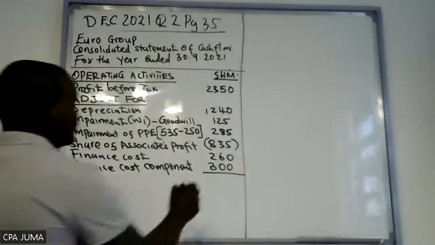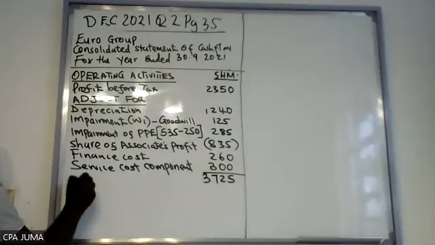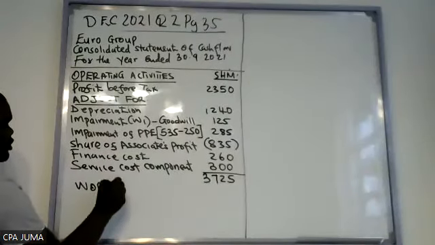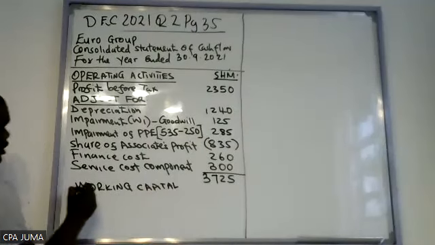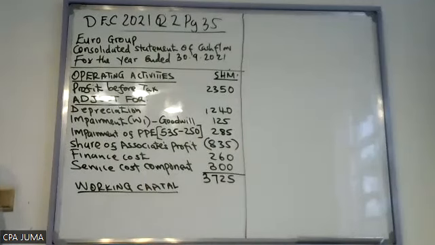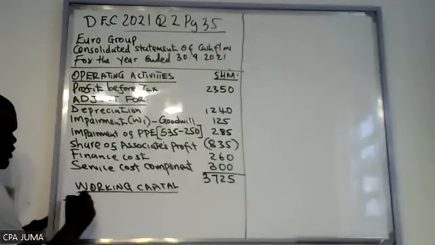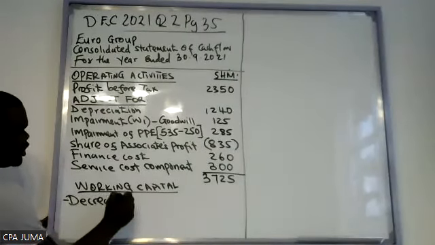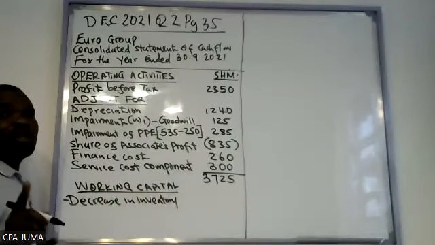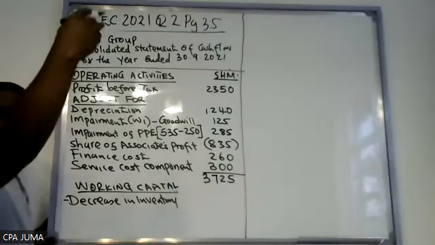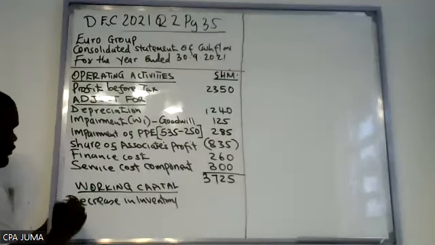$37.25 from everyone. Bring for me working capital. I remember all of them were decrease. All of them were decrease. So decrease in inventory. Don't tell me decrease, all of them are decreases. So just give me those figures, the three of them.